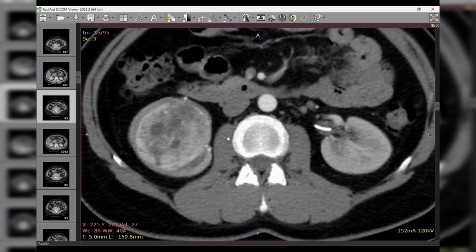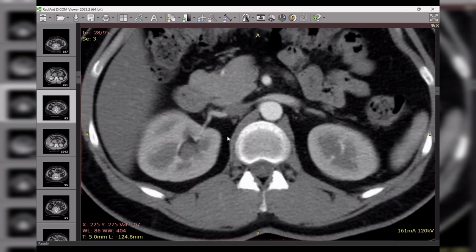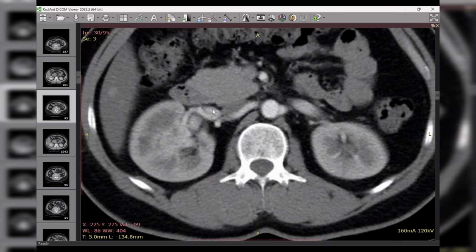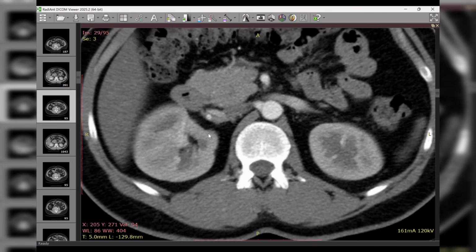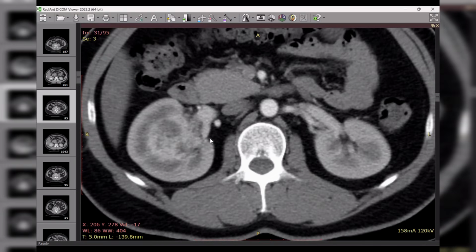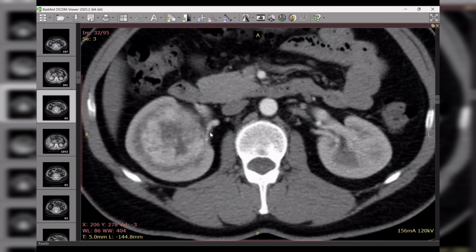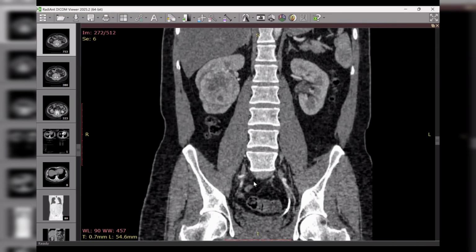Okay, it looks okay, it is patent as well. Can I have a look at it at the coronal as well, please? Okay. All right.